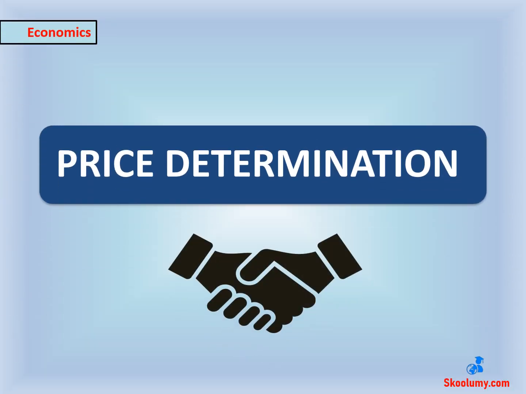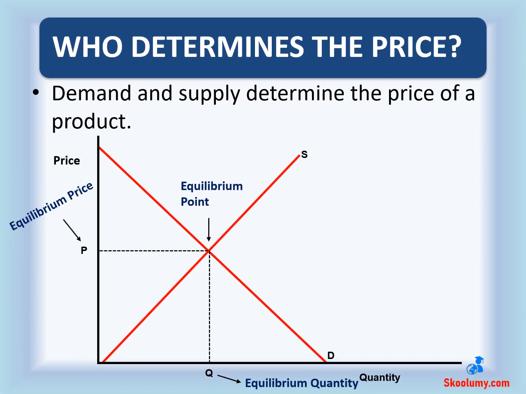This lesson is on price determination. Who determines the price of a product? Do not forget that the market comprises both consumers and sellers. The market price is determined by their actions. The supply of producers or sellers and the demand from consumers set the market price.